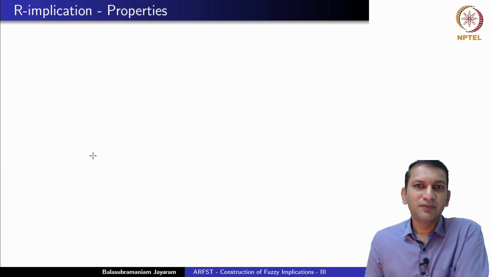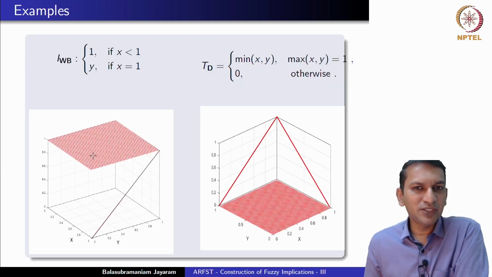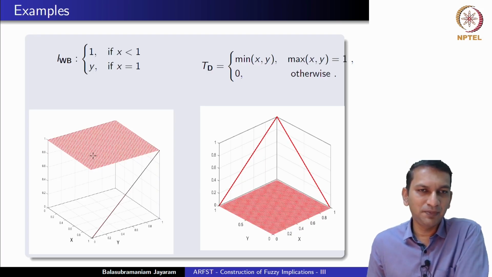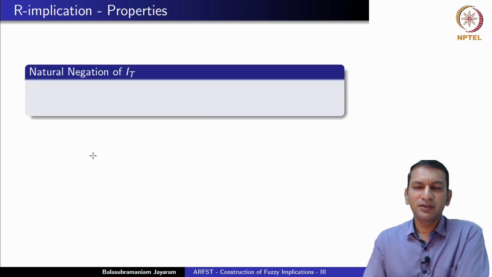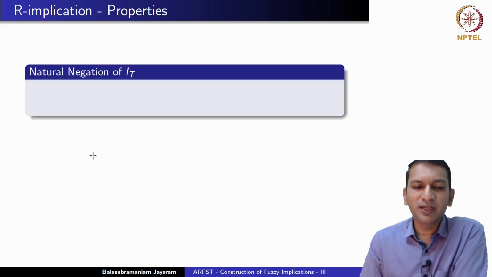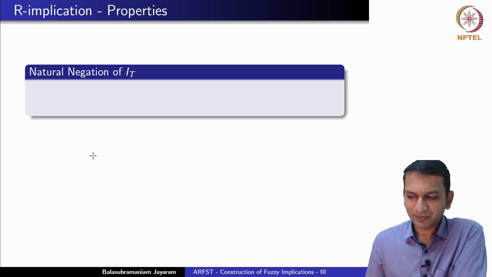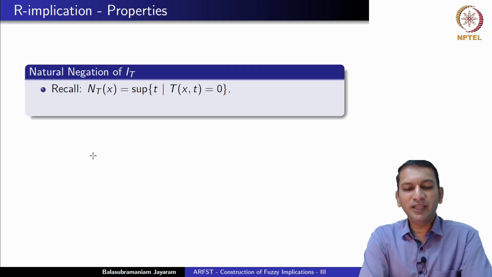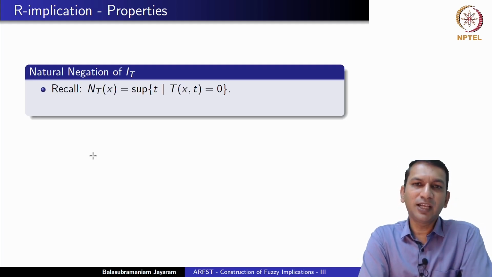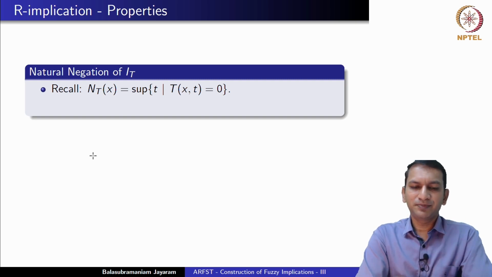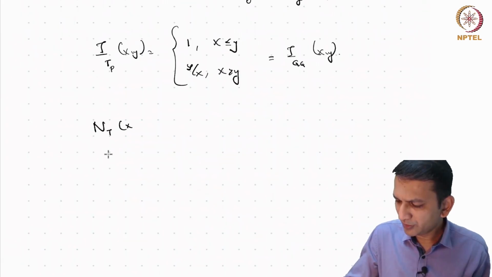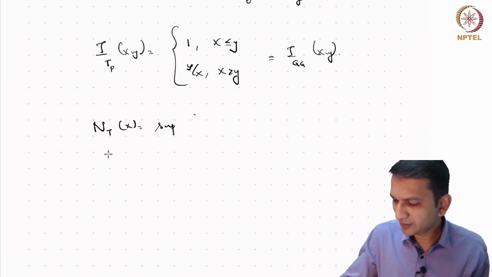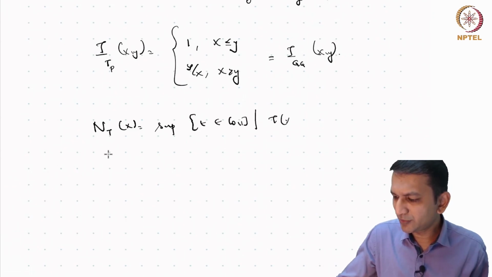Well, and geometrically we have seen when a fuzzy implication has an IP or OP, especially an R-implication. Now let's look at it a little more in detail. What is the natural negation of an R-implication? Recall, given a t-norm, this is how we define the natural negation of a t-norm. The natural negation of a t-norm is defined as all those t element of [0, 1] such that T(x, t) is equal to 0.